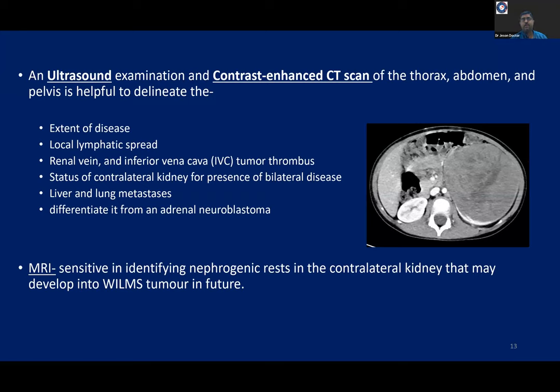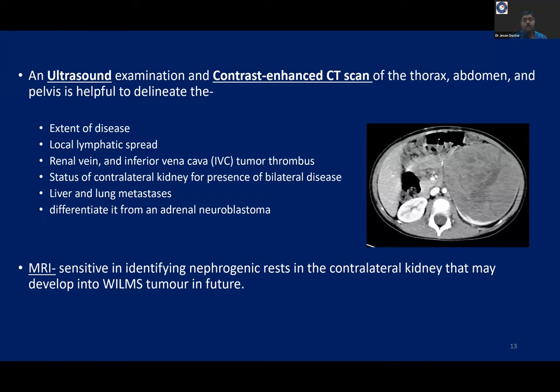And to differentiate it from its closest differential diagnosis, in case of hypertension, which could be a large adrenal neuroblastoma. As you know, the adrenals are just above the kidney, so you may mistake Wilm's tumor for adrenal neuroblastoma. That's the closest differential. A contrast-enhanced CT scan along with a biopsy will help you a great deal in diagnosing this preoperatively.